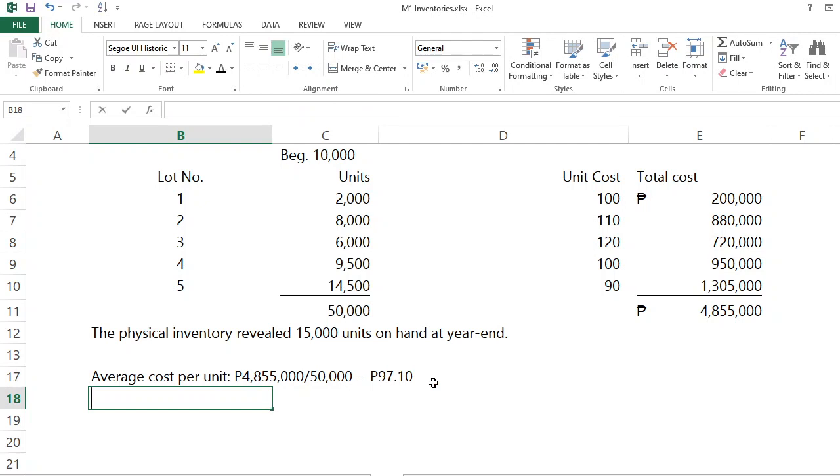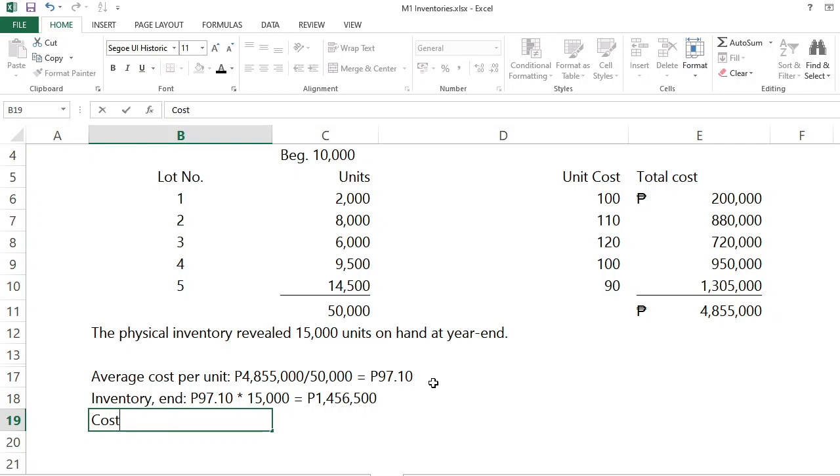First, we will have the ending inventory, and that would be 97.10 average cost per unit times the remaining units, 15,000. So, how much is that? I'm also computing it: we have 1,456,500. Inventory end. Then the cost of goods sold: same 97.10, times how many did we sell?